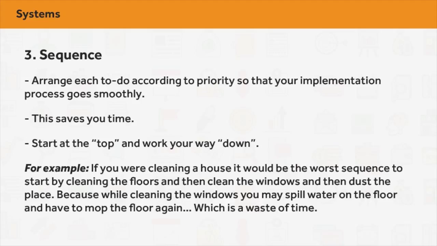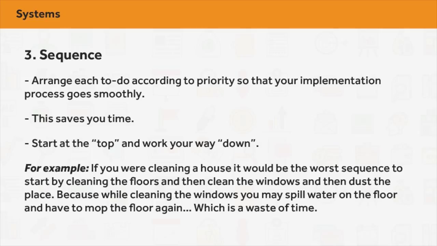Number 3, sequence. Remember you had to make a list of all your to-do lists and it wasn't random? Now it's time to arrange all that you need to do based on priorities. Arrange each to-do according to priority so that your implementation process goes smoothly. This will help you save time.